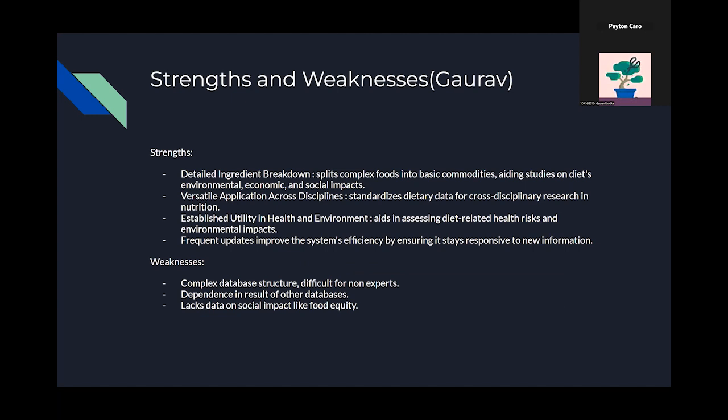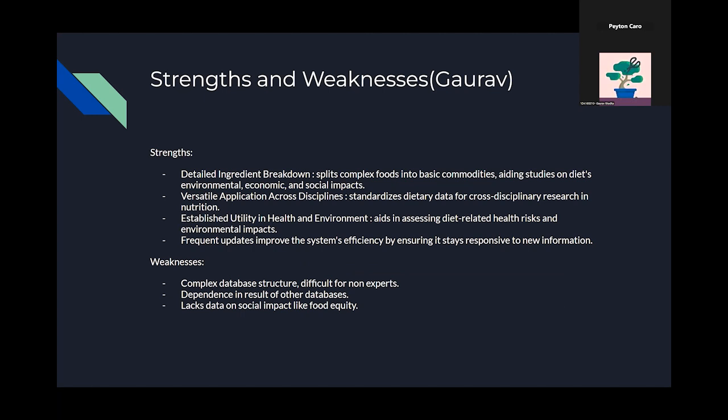Okay, the paper that I reviewed was on increasing the national nutrition data system to promote diet sustainability analysis. I would like to highlight some of the key strengths and weaknesses of our data platform, as well as some of the opportunities and threats.